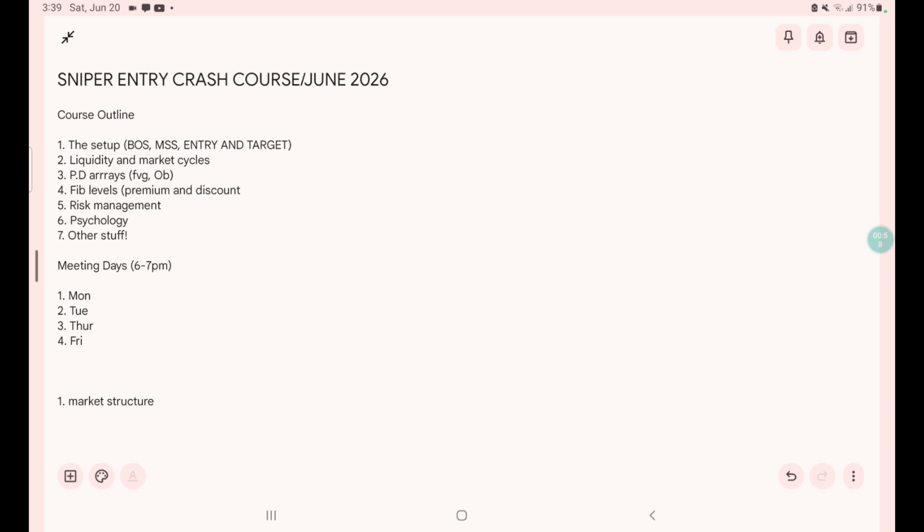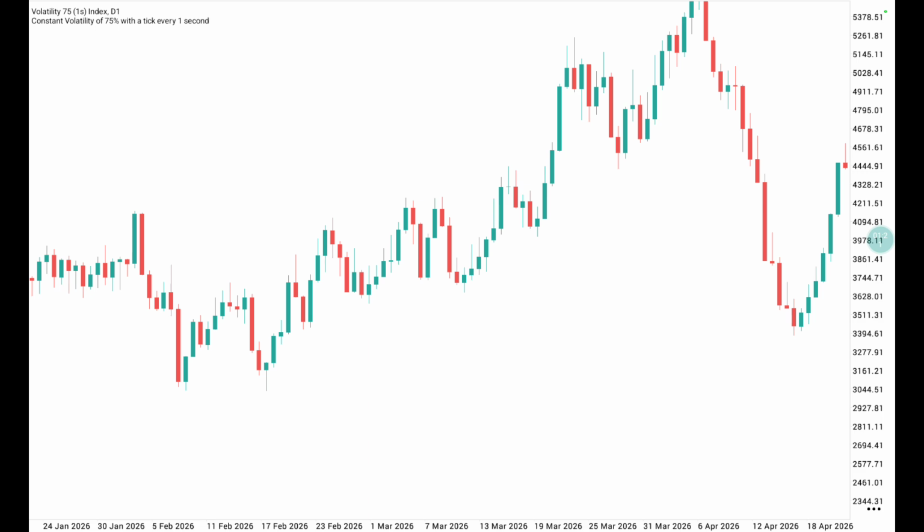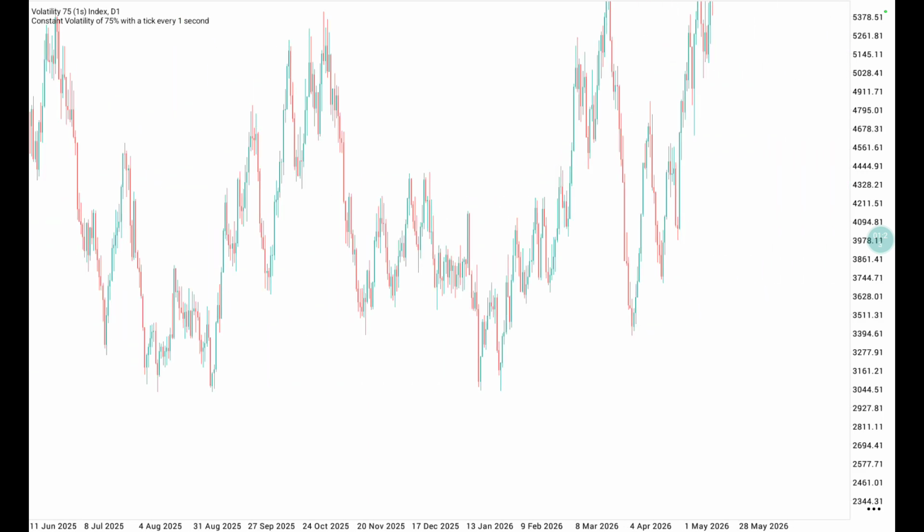So right now I want to go deeper in our study of market structure. We are still studying market structure, and today we'll be talking about break of structure, and then also displacement. So let's go to the chart. Okay, break of market structure.